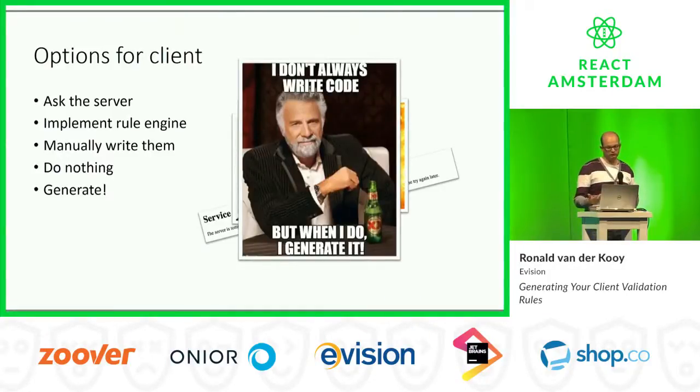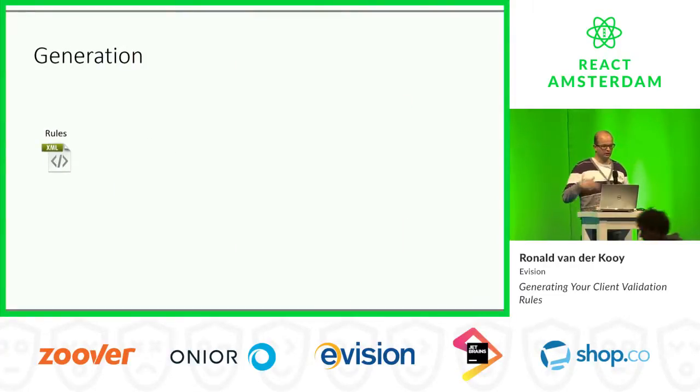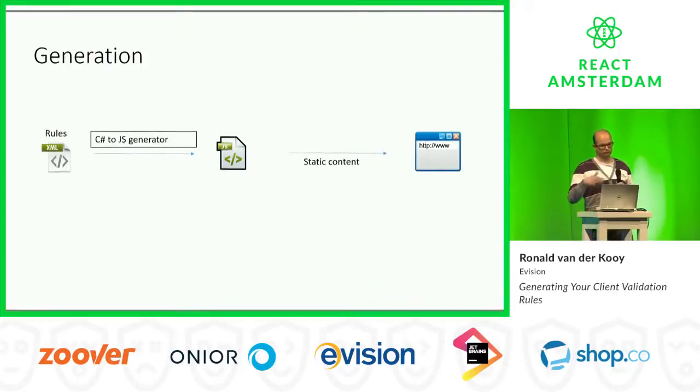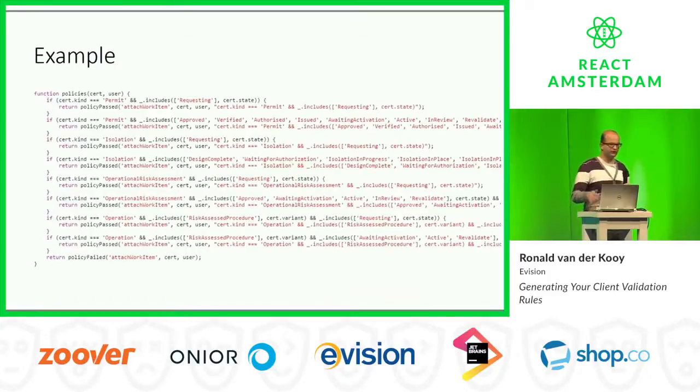So we chose something in between. We said, you know what? We're going to generate this. So how does this look? As input, we take the rules file, that big XML file. We wrote a C# to JS generator, which generates a JavaScript file for you, and we serve that as static content to the browser. So your React app has access to it now. This looks something like this. It's a very simple, plain JavaScript file with simple comparisons in there. If statements that everyone can understand, string, boolean, number comparisons.